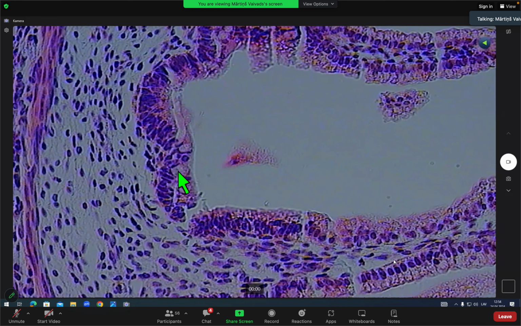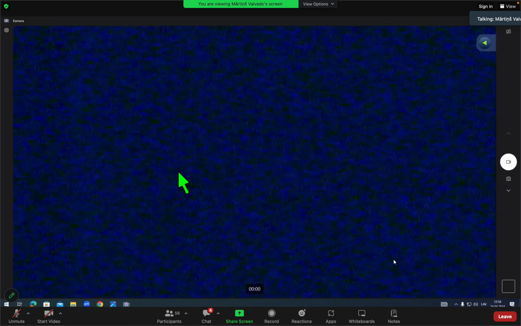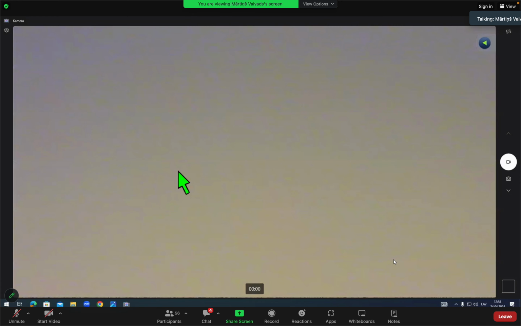Next slide. So this was the small intestine. We will check the next slide called liver development. Liver development. I will try to find a good liver slide. This maybe.